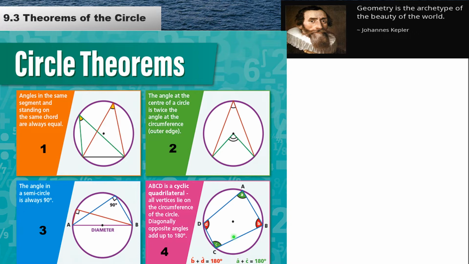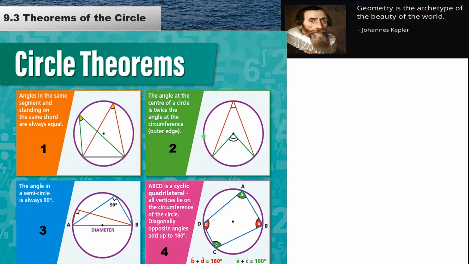We call them supplementary angles, right? Two angles that add to 180 degrees, we call them supplementary angles. So here are the four theorems of the circle, four discoveries that Greeks and other mathematicians from other nations might have combined to discover and establish by proof.